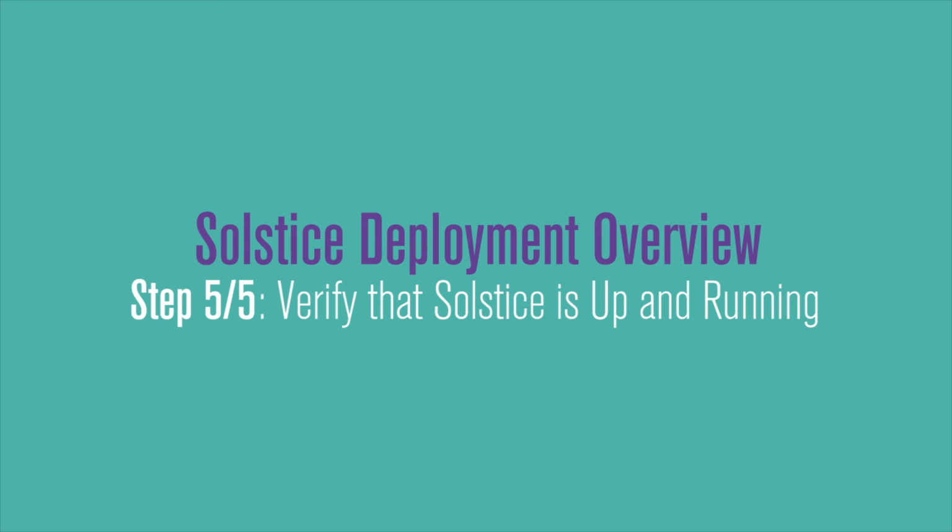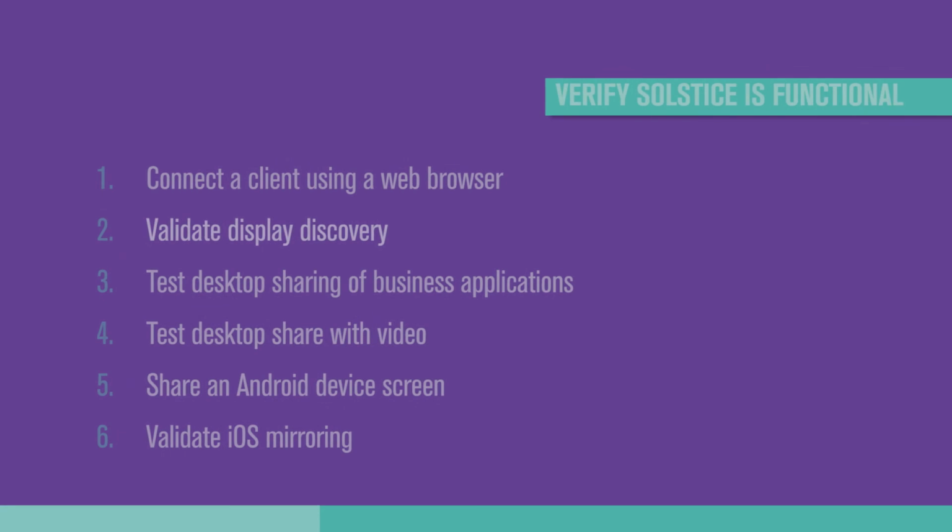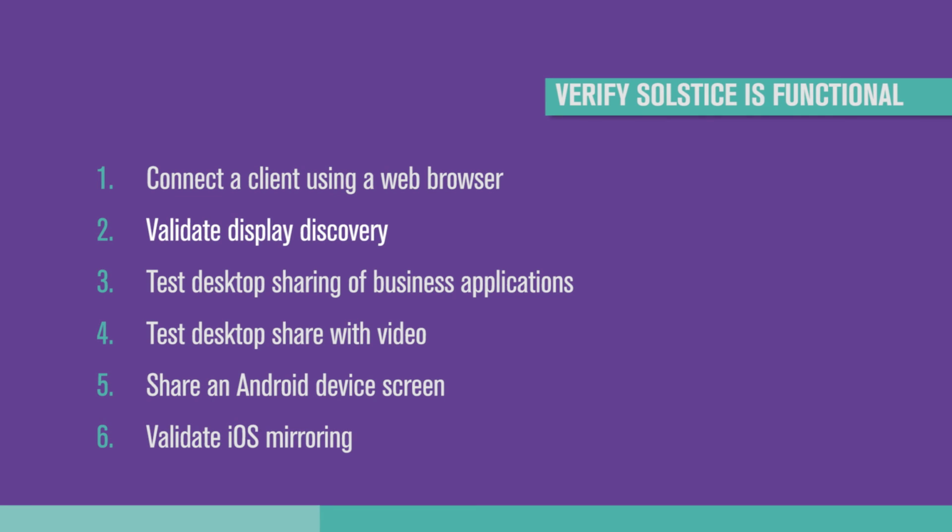Once the first 4 deployment steps are complete, you should run a few simple tests to validate that Solstice is fully operational on the network. These tests represent final checks in the deployment process to ensure that end users can walk into the meeting room and start collaborating. The first test is to connect a PC-based client using a web browser.